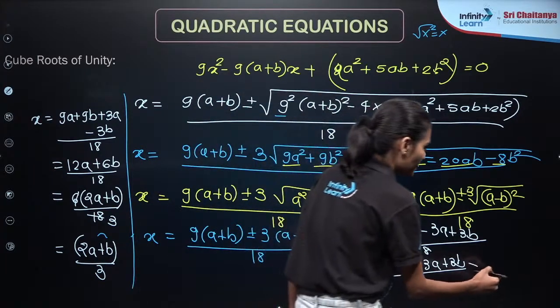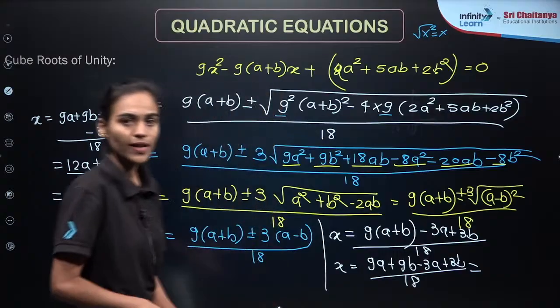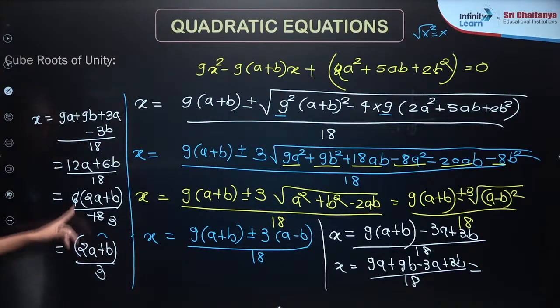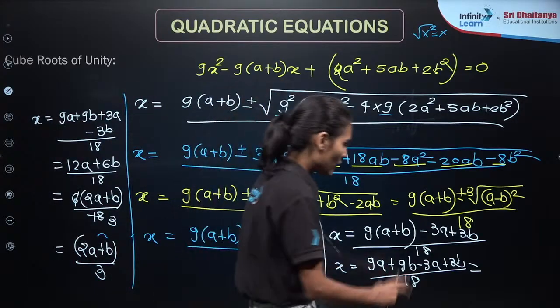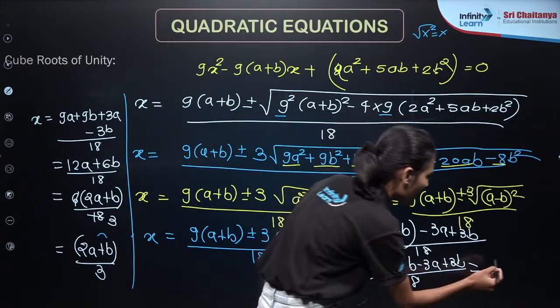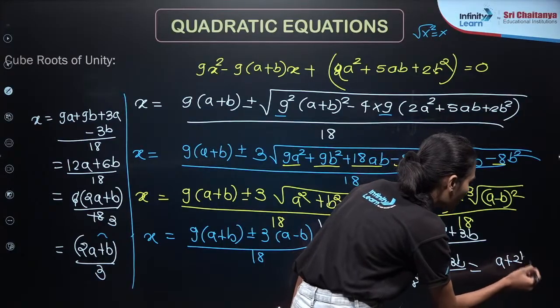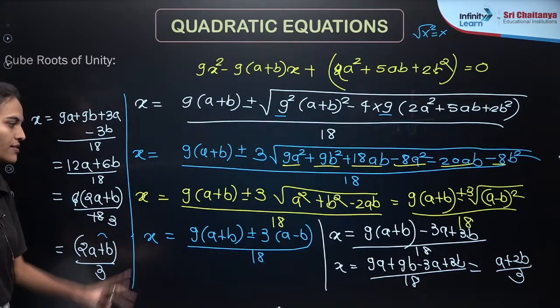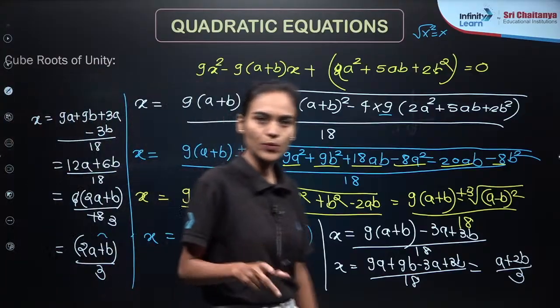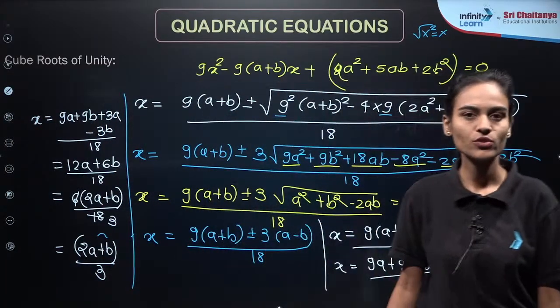So if you take 6a plus 12b upon 18, and here you got what? 12a plus 6b upon 18, right? So if you take 6 common and cut it out, you will get here your answer as (a plus 2b) whole divided by 3, right? So see, roots are symmetric. One root is (2a plus b) upon 3, another root is (a plus 2b) upon 3.